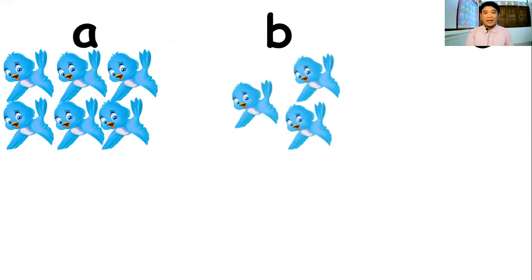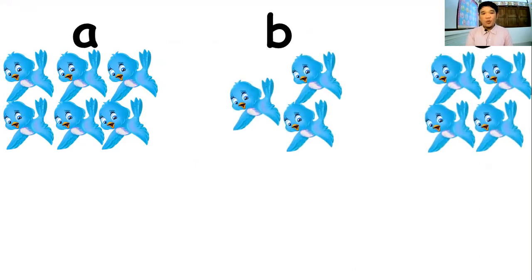So we have A, B, and C, the birds. How many birds? In group A, we have 6 birds. In group B, we have 3 birds. In group C, we have 4 birds. Now, this time, let us order the numbers from smallest to greatest.